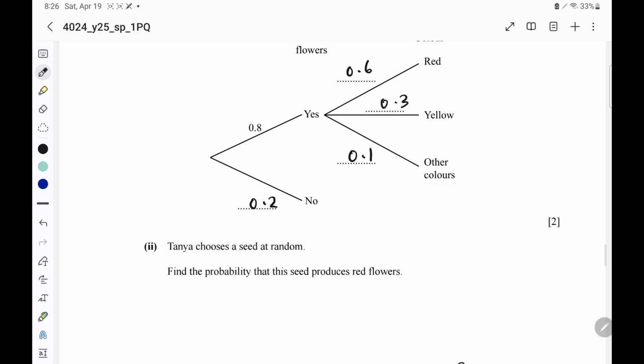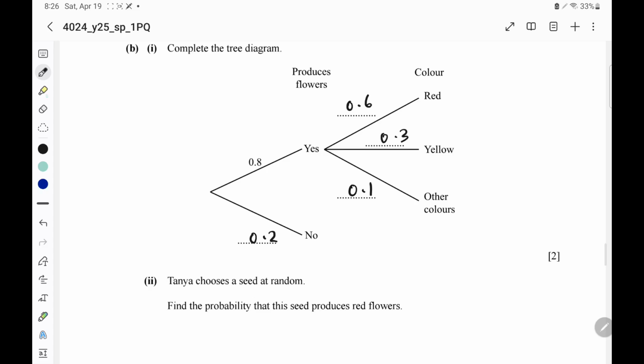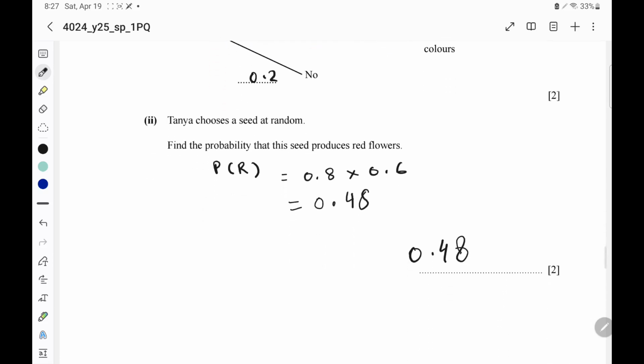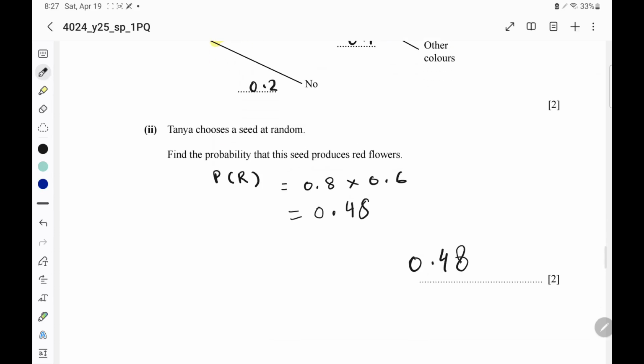Tanya chooses a seed at random. Find the probability that the seed produces red. Oh yes, red it means. So yes, red is 0.8 into 0.6. So the probability for red is 0.8 into 0.6. 6 8s are 48 and 2 decimal places. So that will be 0.48.